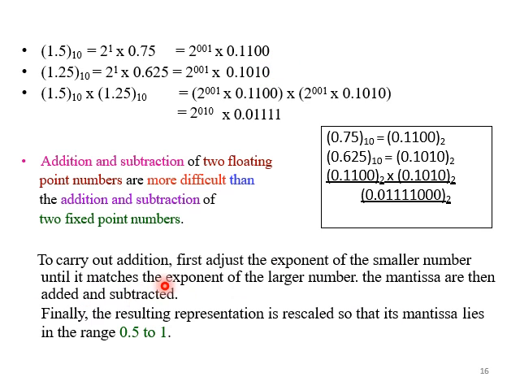To carry out addition, first adjust the exponent of the smaller number until it matches the exponent of the larger number. Then the mantissas are added or subtracted. So we can do the addition and subtraction of two floating point numbers, but it is more difficult than the addition and subtraction of fixed point numbers.